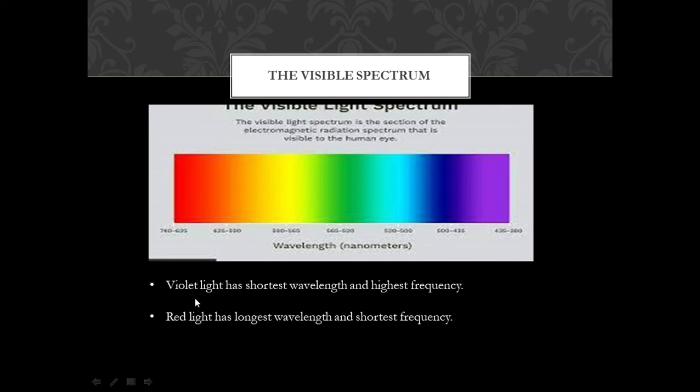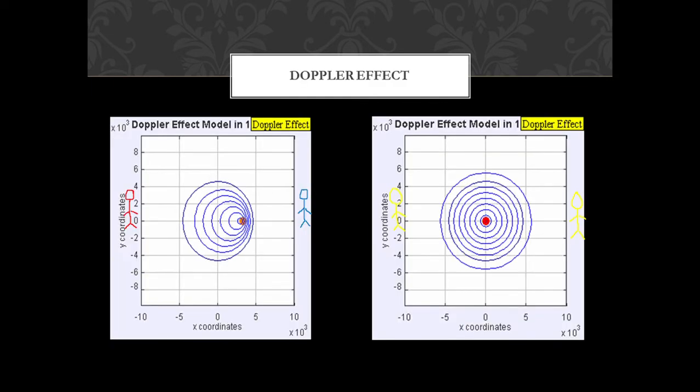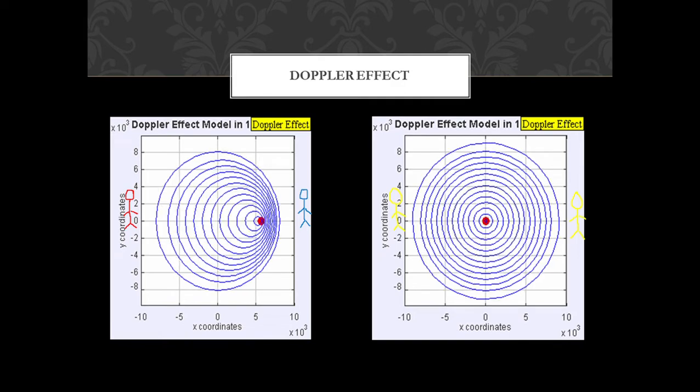Violet light has the shortest wavelength and therefore the highest frequency. Red light has the longest wavelength and the lowest frequency. So remember this: red light has the longest wavelength and violet light has the shortest wavelength. It will be needed to understand how redshift and blueshift happen. Okay, so now we know about the visible spectrum and the fact that light is a wave, which is not exactly 100% correct, but that's another topic.